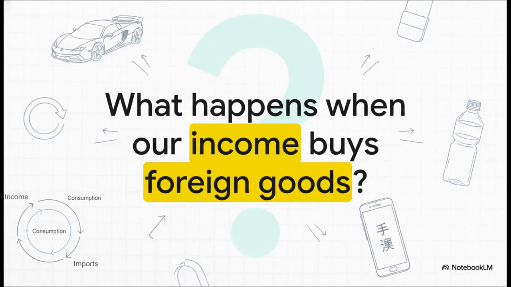Finally, Section 5, Imports and Open Economies. So far, our little model has kind of assumed everything you buy was made domestically, a perfectly sealed-off economy. But what actually happens when your income buys foreign goods? We have to ask ourselves, how does the whole equilibrium shift when your consumer spending leaks right out of the country to purchase imported cars, electronics, or foreign beverages?